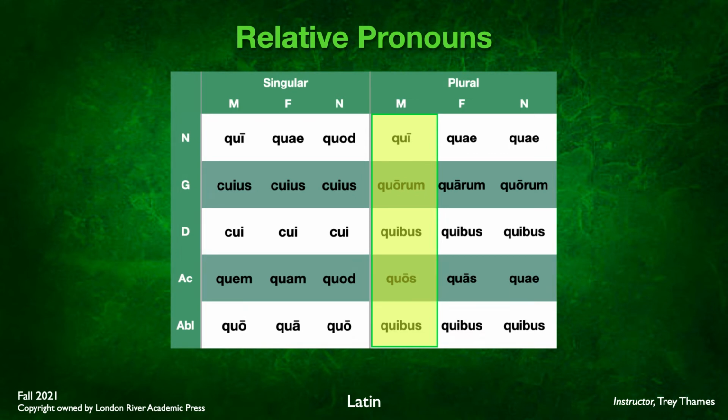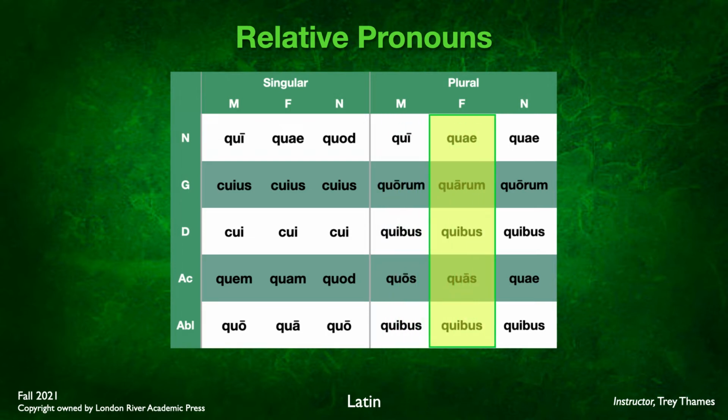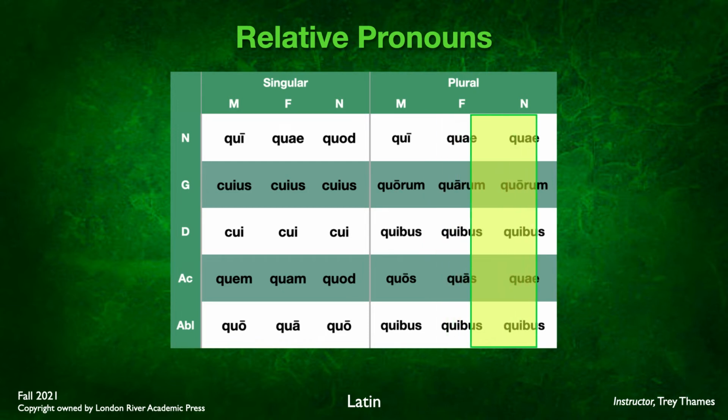Qui, quorum, quibus, quos, quibus. And then the feminine plural, quae, quorum, quibus, quas, quibus. And in the neuter plural, quae, quorum, quibus, quae, quibus. Now, if there's anything that's going to cause you problems, it's the form QUAE.